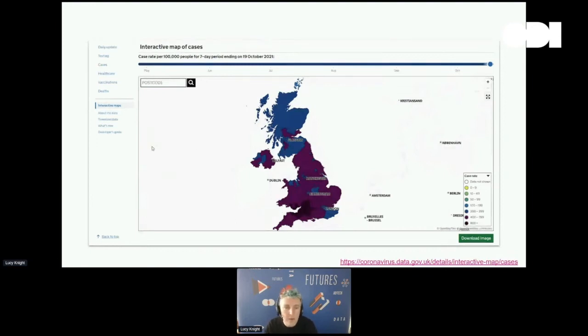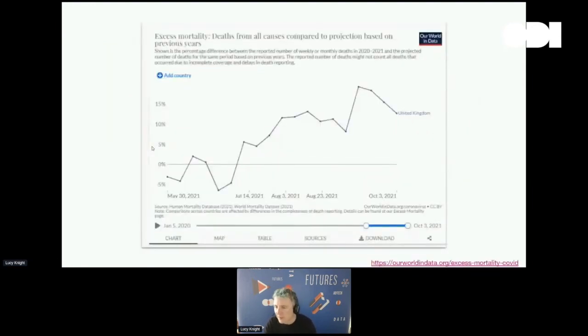Right, finally, this one's a little bit different. Excess mortality. What do we think? What question is this one answering? It's a little bit more complex than the others. Some slightly different data coming in.